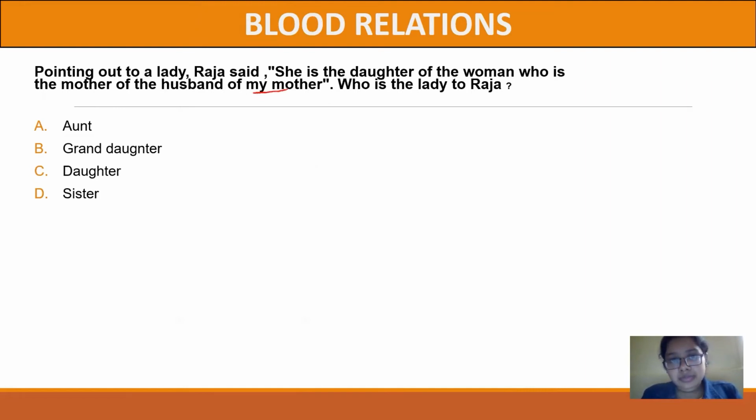My mother, my means my. See, Raja said, let's consider it. Raja is no one but I am Raja. So this circle is Raja. My mother means Raja's mother. Husband of my mother. Who is the husband of my mother? Obviously my father, right? Mother of the husband means my grandmother.